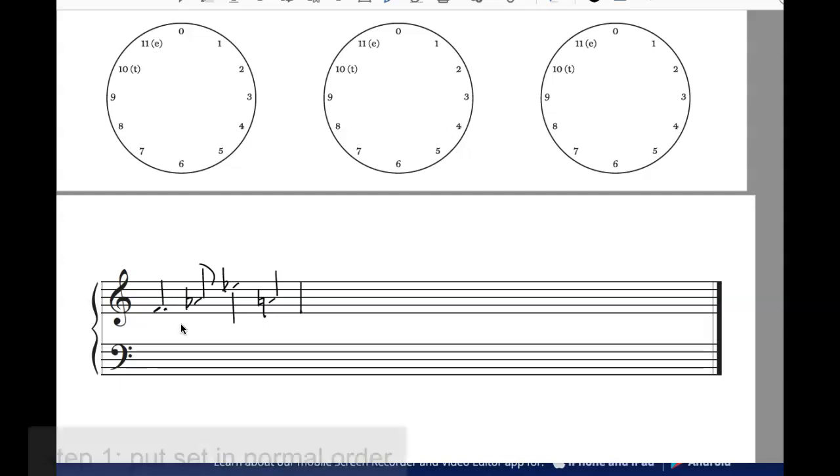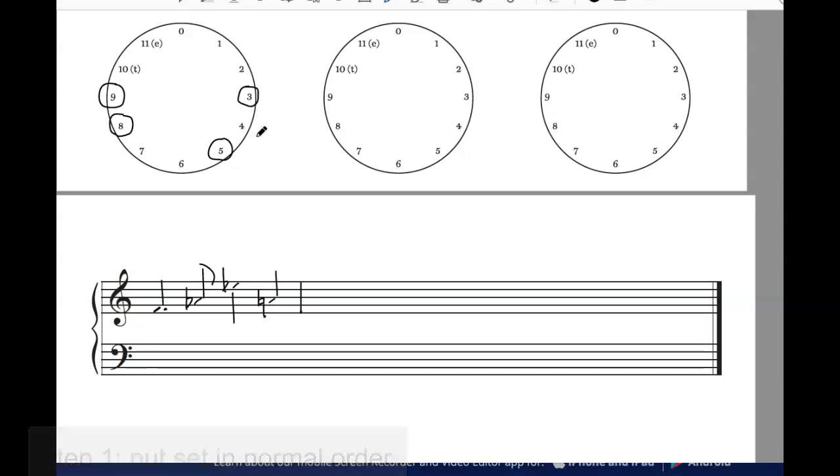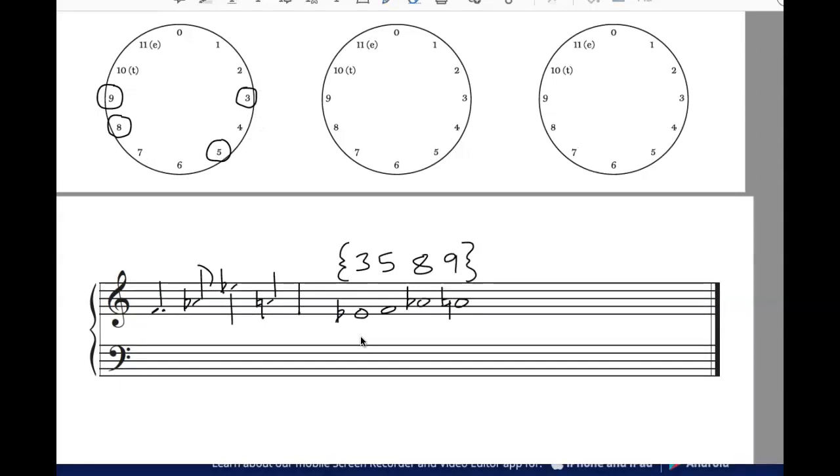The first thing we want to do is put it in normal order. If we convert these pitches to integers and place them on a clock face diagram, we can quickly see what the normal order is. 3, 5, 8, and 9 are the pitches, and normal order would be starting on the 3 and going up to 9. Here is normal order written on the staff and as integers.